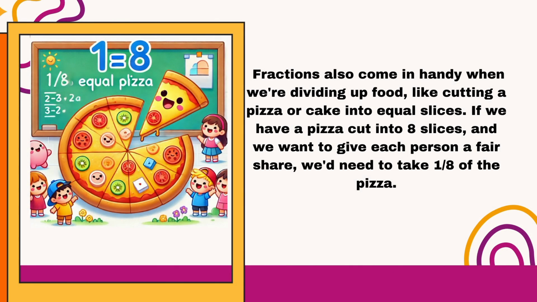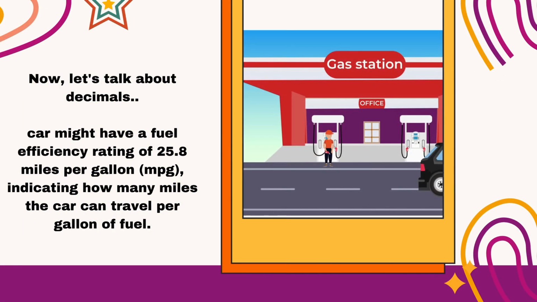Fractions also come in handy when we're dividing up food, like cutting a pizza or cake into equal slices. If you have a pizza cut into 8 slices and you want to give each person a fair share, you need to take 1/8 of the pizza. Now, let's talk about decimals. Example number 1: a car might have a fuel efficiency rating of 25.8 miles per gallon, indicating how many miles the car can travel per gallon of fuel.